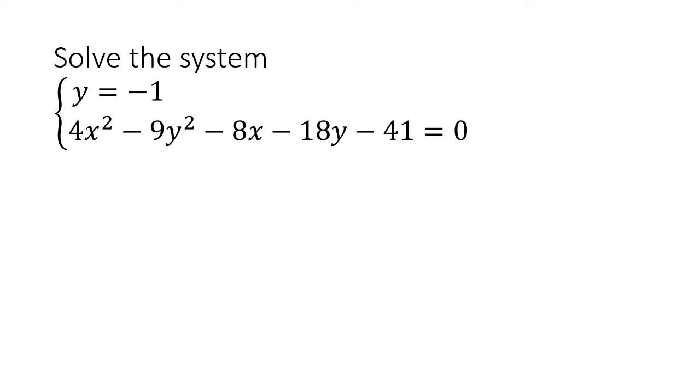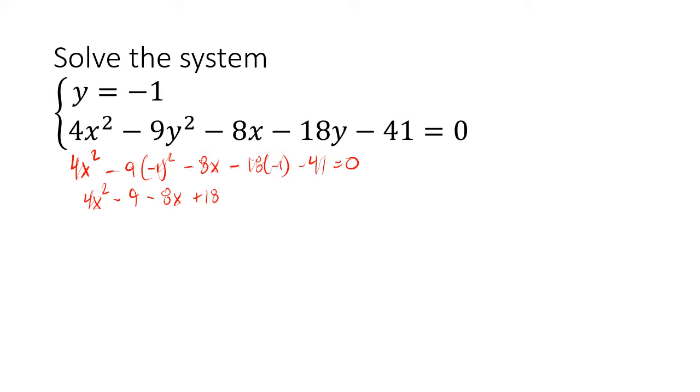This one here looks pretty straightforward. If y equals -1, I'm just going to plug y in everywhere it says y in the bottom equation. So 4x squared minus 9 times -1 quantity squared minus 8x minus 18 times -1 minus 41 equals 0. So let's just clean this up: 4x squared, and then that's going to be -9, and then minus 8x, and then -18 times -1 is positive 18, and then negative 41, that equals 0. So we have 4x squared minus 8x, and then we're just going to add the -9 to 18 and the negative 41. So -9 plus 18 is positive 9, and then we've got negative 41. So we end up with negative 32 equals 0.